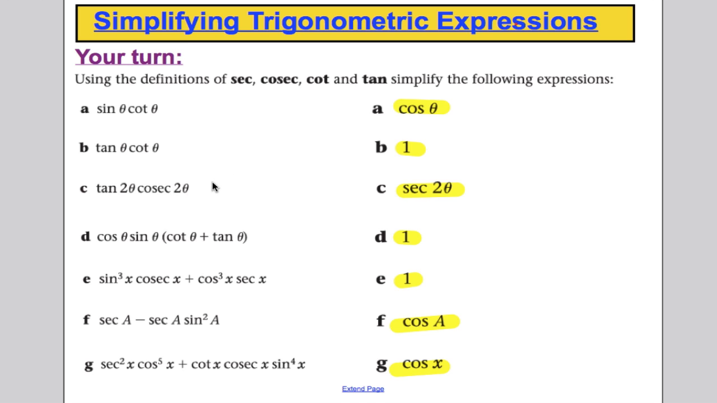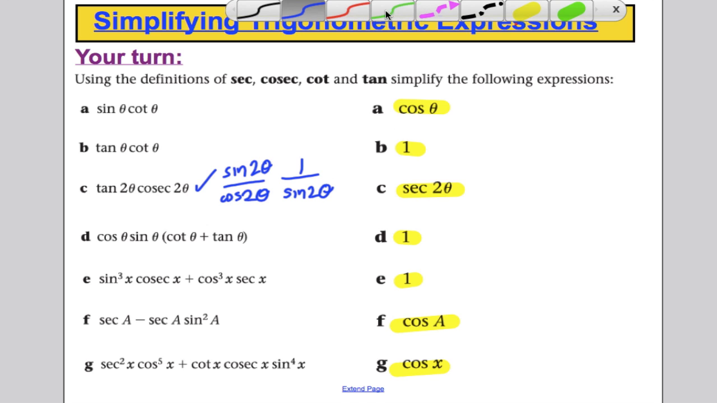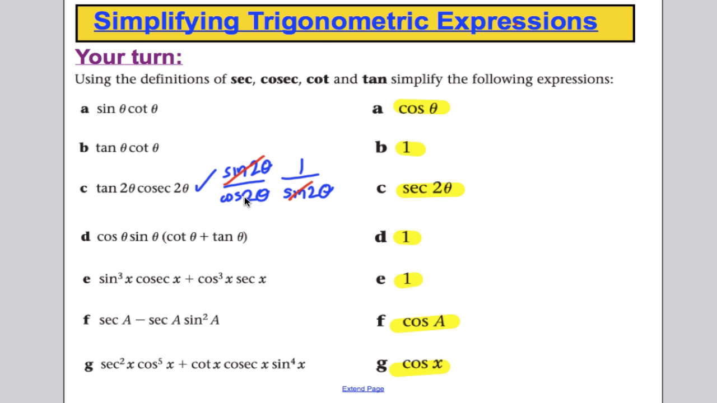Maybe I'll just pick a few just to see if I can help you out, make your life a bit easier. Maybe if I pick that one, for example, you know that tan 2 theta is sine 2 theta over cos 2 theta, and cosec 2 theta is 1 over sine 2 theta. So the sine 2 thetas would cancel, and you get 1 over cos 2 theta, which is sec 2 theta.